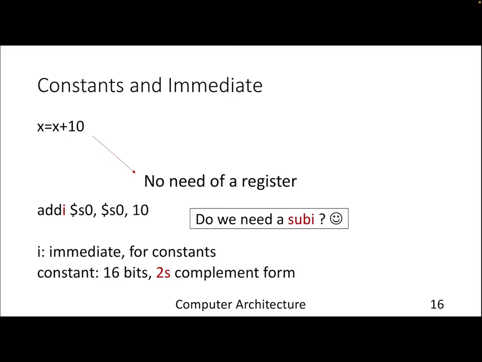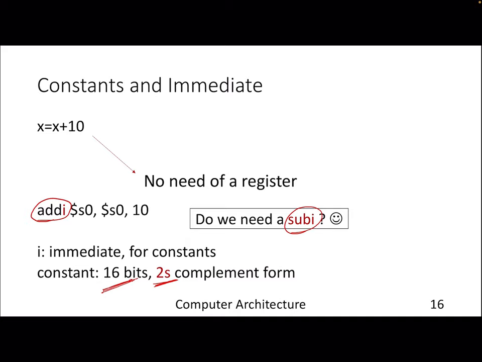At this moment, we can ask a simple question. Since we have addi as an instruction, do we need subi, which will do the same operation, but instead of addition, it will do the subtraction? As I have mentioned, all these constants are in 2's complement form. And another key point here is these constants are of 16 bits. So if you want to store a large constant, you have to do something tricky that we will discuss at the end of the lecture.